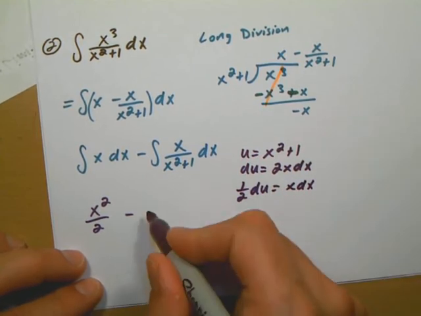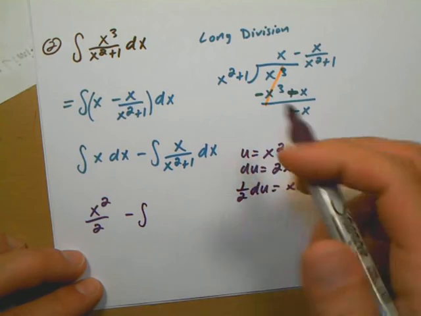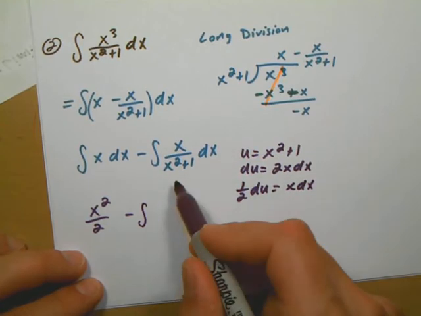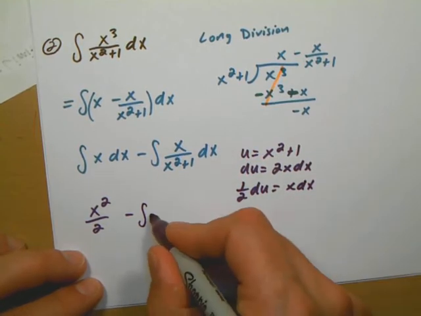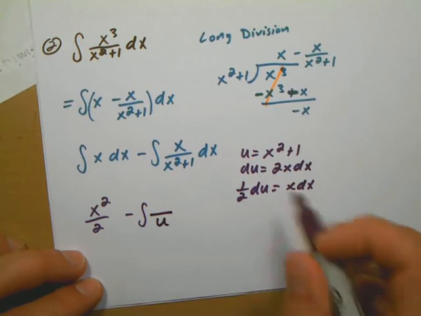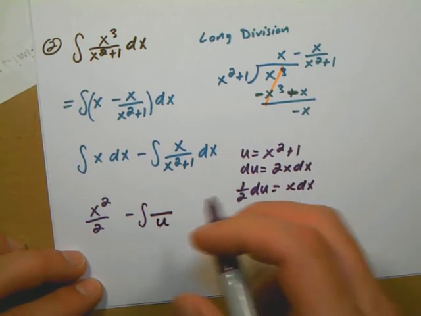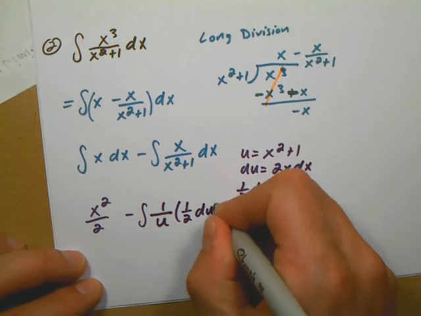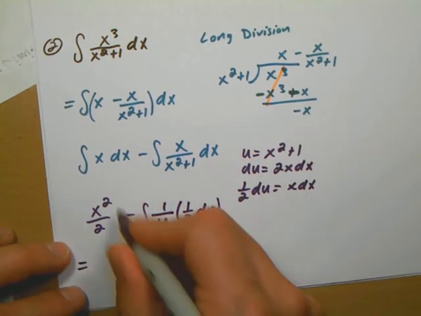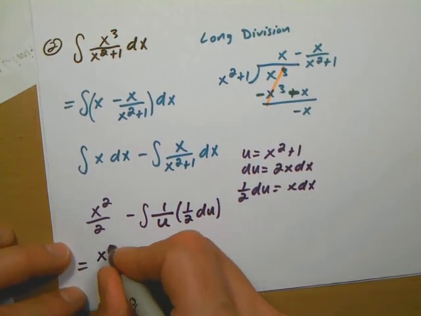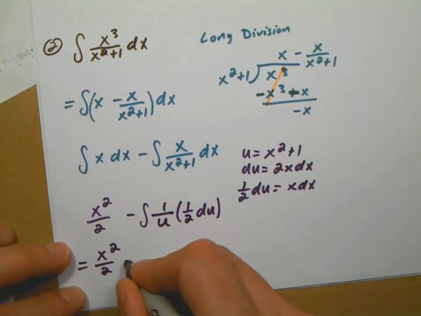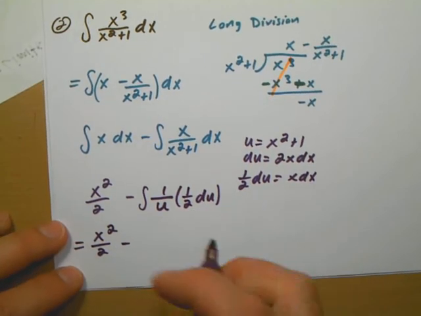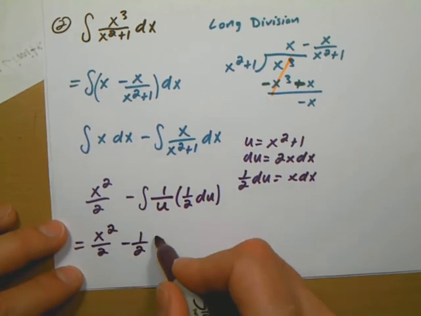So this becomes the integral of, I let u be what's in the denominator. I'm going to replace x and dx with a 1/2 du, so it's going to be 1/2 du. So continuing, this answer is going to stay x squared over 2. This 1/2 is a constant. I'm going to factor it out, so it's going to be 1/2.